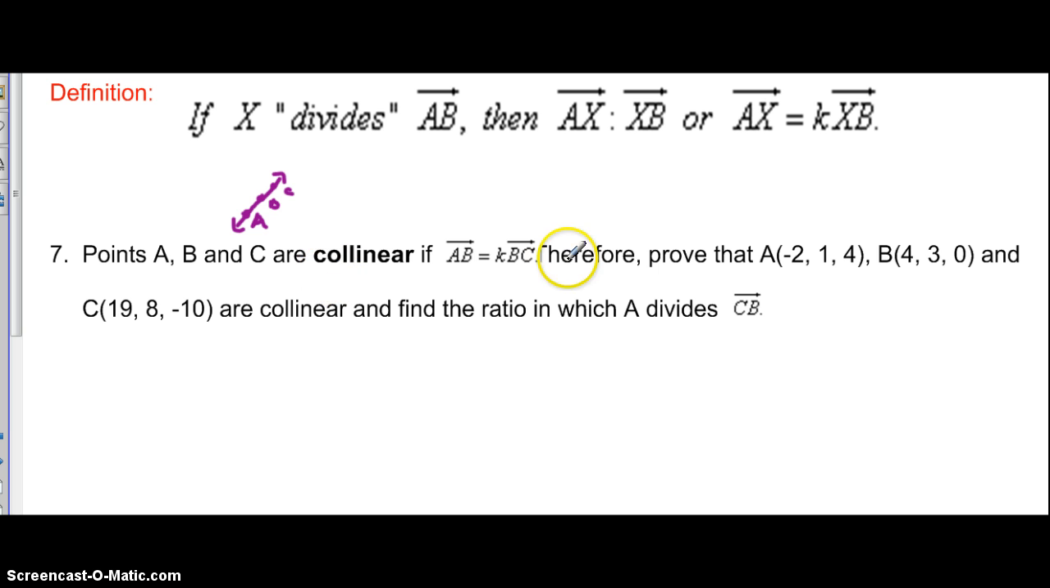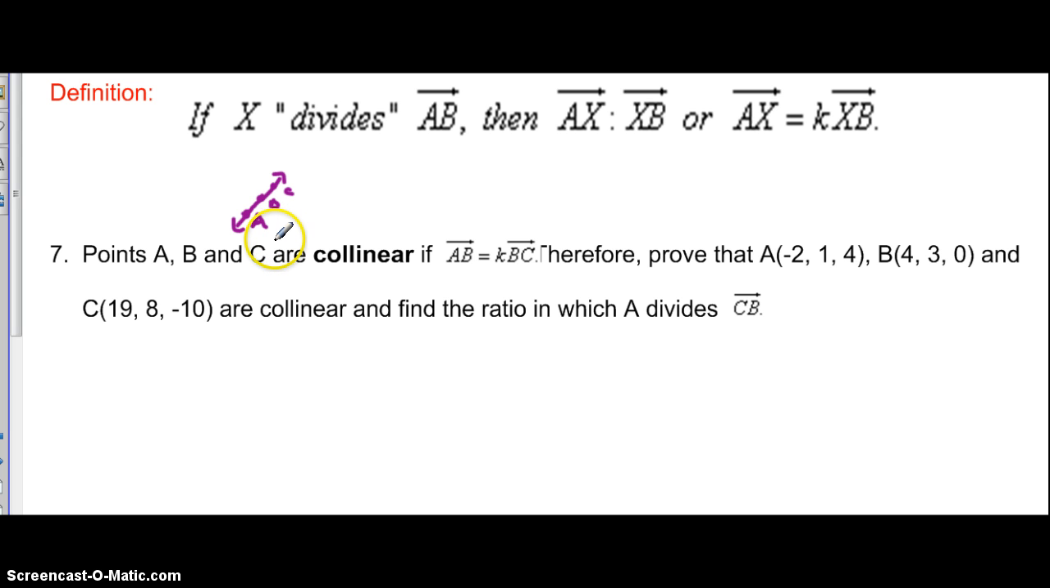Okay. And they want us to prove that points A, B, and C are collinear, and we do that by showing that they are parallel vectors. So our vectors are parallel. And it's important to keep reading this problem because it wants us to know the ratio in which A divides CB. So that's important to think about. They're wanting to know how A divides CB.